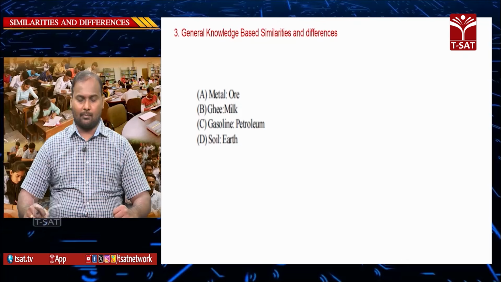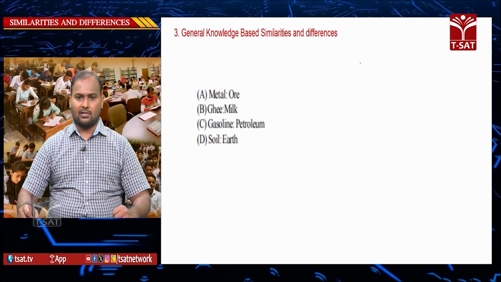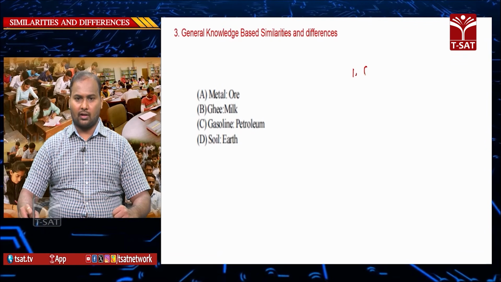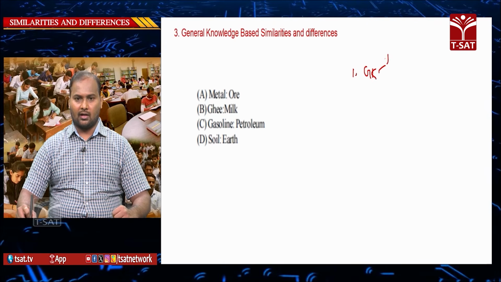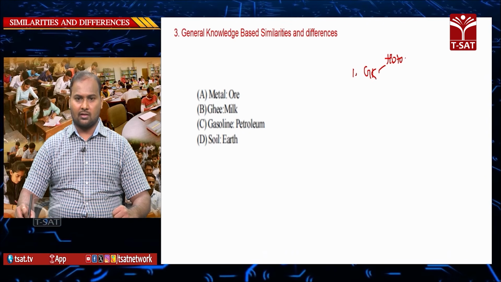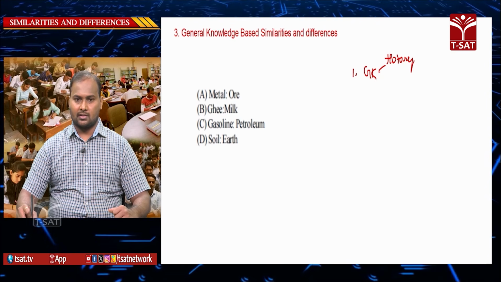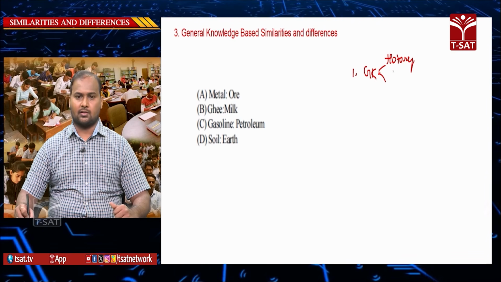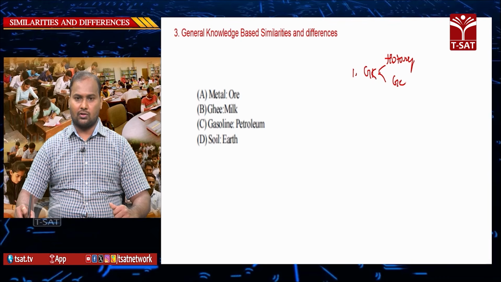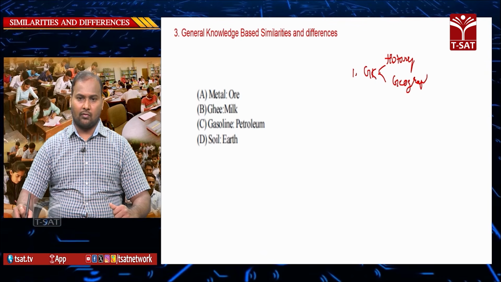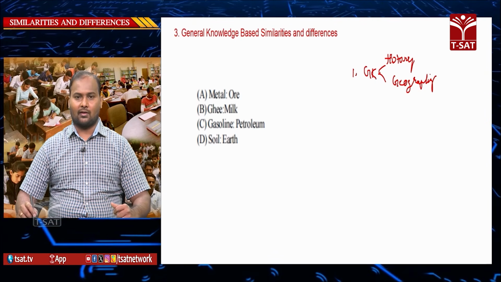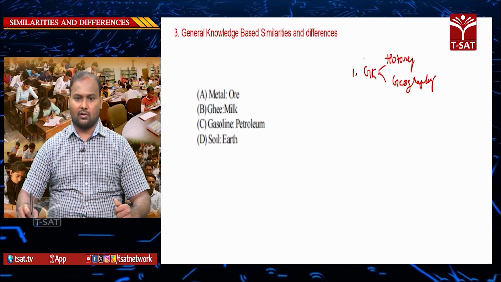We are going to a different type of similarities and differences that is based on general knowledge or vocabulary. In this type of questions, a student should know about general knowledge regarding history, because he will ask questions based upon history regarding different kings, kingdoms, poets and wars, battles, etc. In the same way, one should know about geography. In geography, he will ask about different types of forests, rocks, and soils.